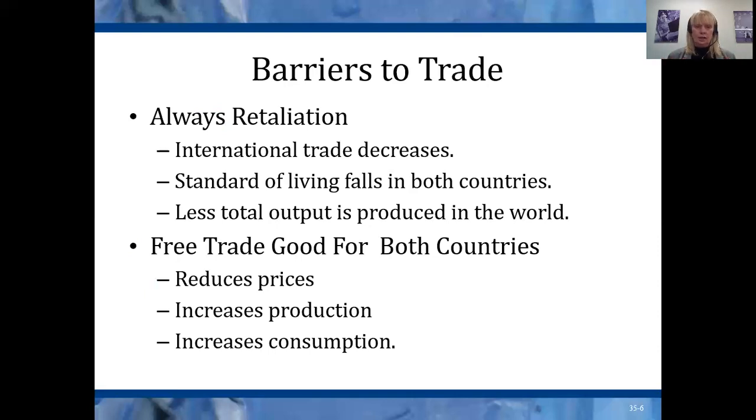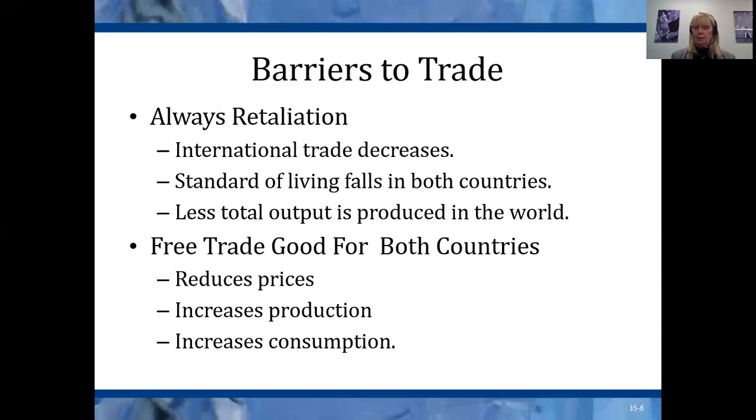And virtually all companies within the United States export their goods and services to other countries. Our companies in the US would be hurt if other countries retaliated by imposing similar trade barriers. Not only that, but international trade decreases, so the standard of living in both countries falls, and you have less output in the world as a whole. None of this is good. None of this is good, and these are the results of barriers to trade.